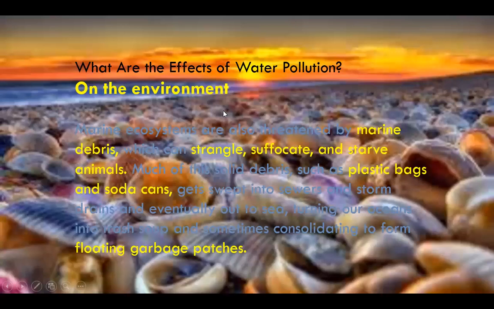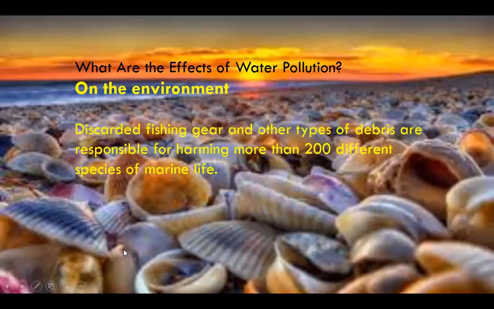What are the effects on the environment? Marine debris strangles, suffocates, and starves animals. These are things like plastic bags and soda cans that form floating garbage patches in our oceans, discarded fishing gear and other types of debris. This can harm more than 200 different species of marine life.